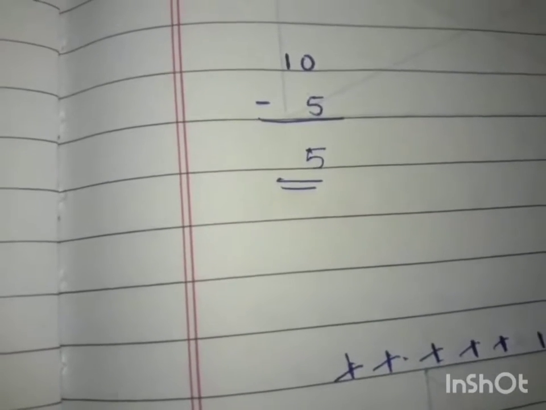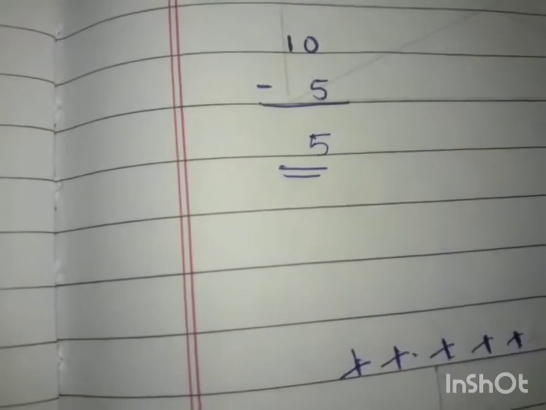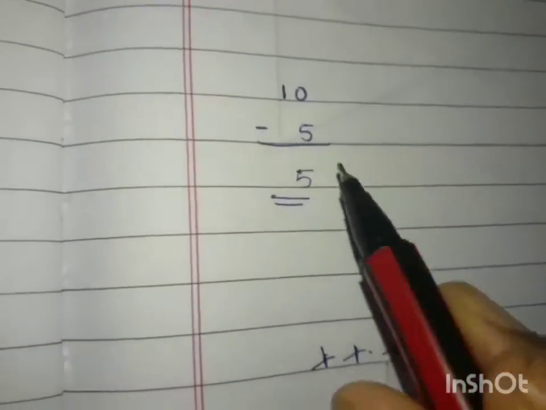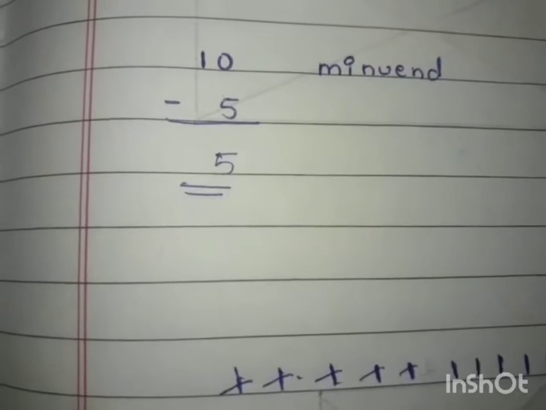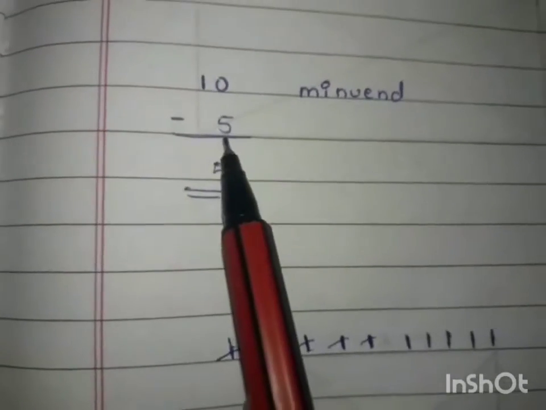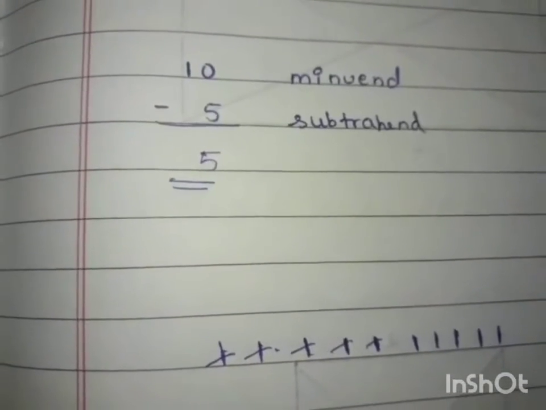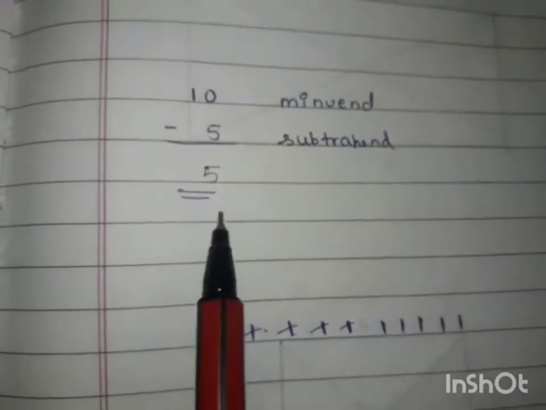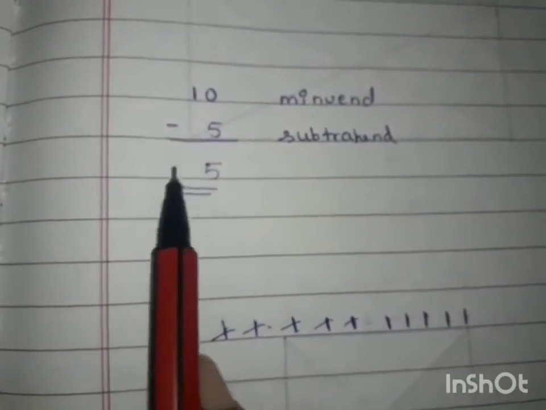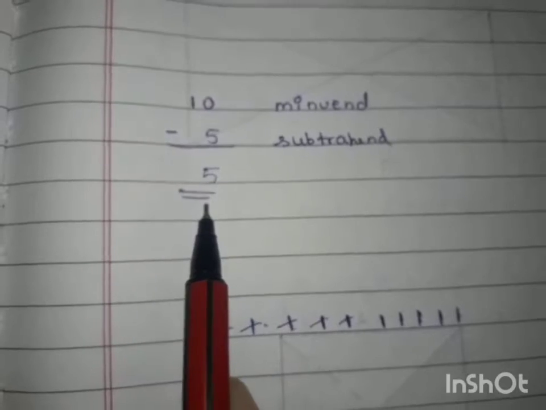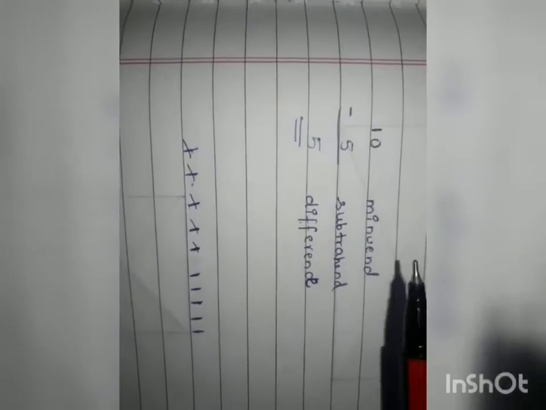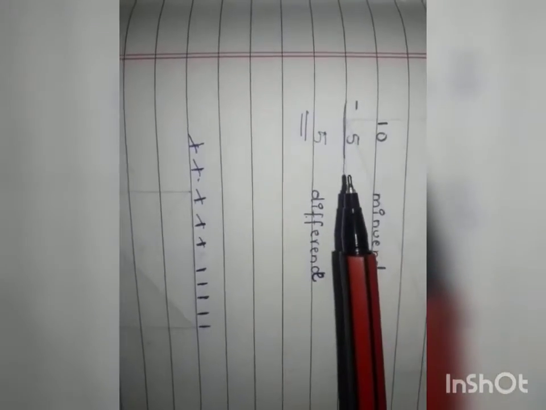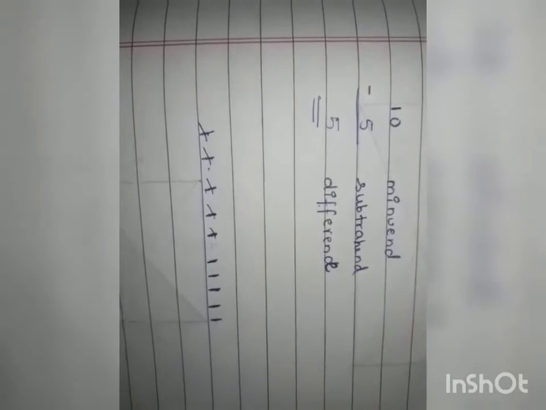So this is how we generally subtract. I hope you all understood how to subtract. What is subtraction? So here the number 10 is called the minuend and this 5 is called the subtrahend. And the answer that you get, the 5 remaining chocolates you have in your hand, is called the difference. So when you subtract the subtrahend from the minuend, you get the difference.